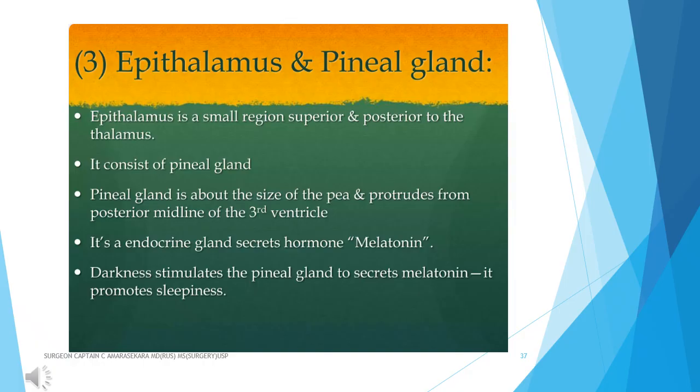Epithalamus and pineal gland, the circadian gatekeepers. Completing our tour of the diencephalon, we now turn to the epithalamus, a small but functionally significant region located superior and posterior to the thalamus, forming part of the roof of the third ventricle. Its key component is the pineal gland, a pea-sized endocrine organ that protrudes from the posterior midline and plays a central role in regulating circadian rhythm.